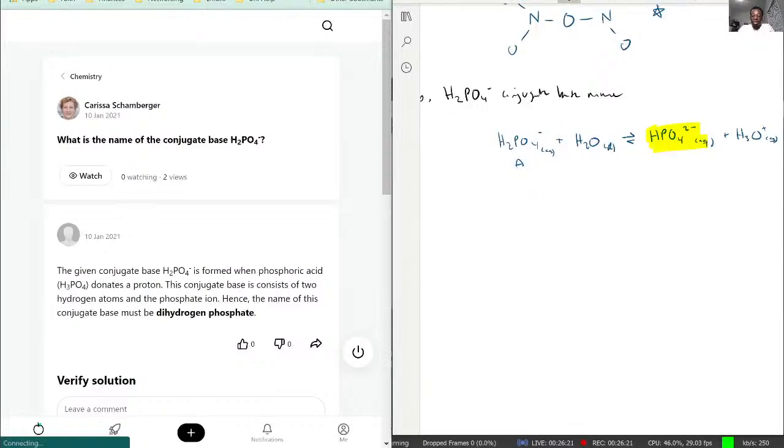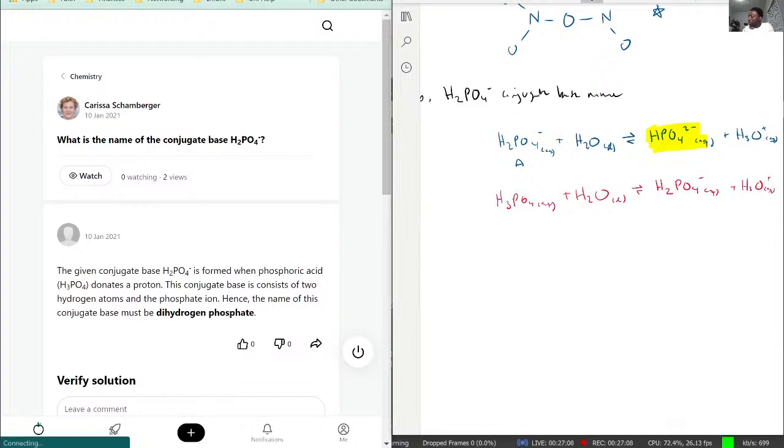Alright. So the given conjugate base of H2PO4, oh, I went too far. I answered the conjugate base of H2PO4, but they're asking the name of the conjugate base H2PO4. So the formula they actually used was H3PO4 plus H2O turns into H2PO4 minus plus H3O plus.